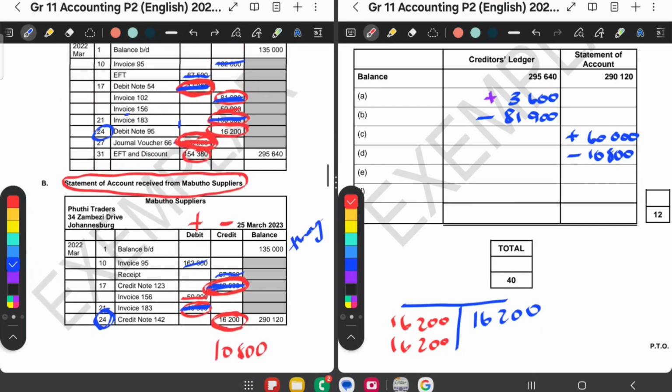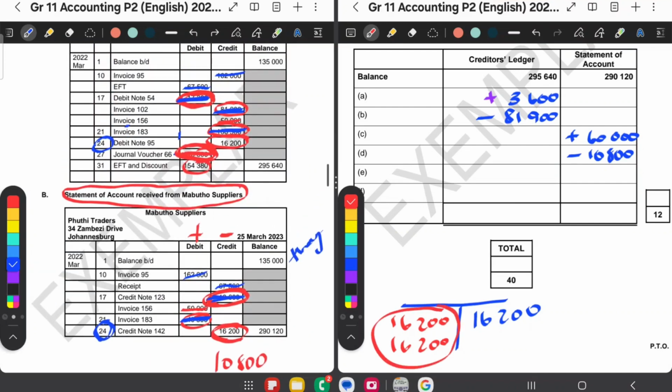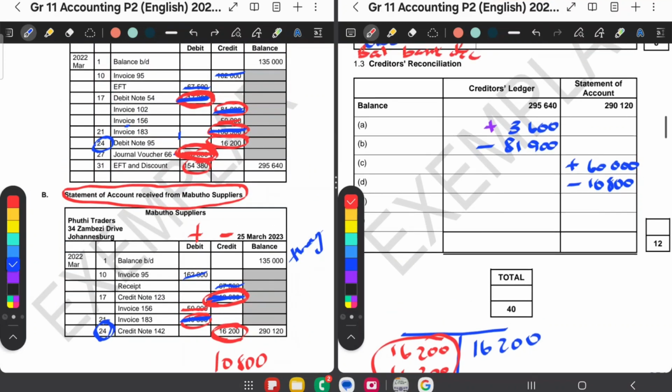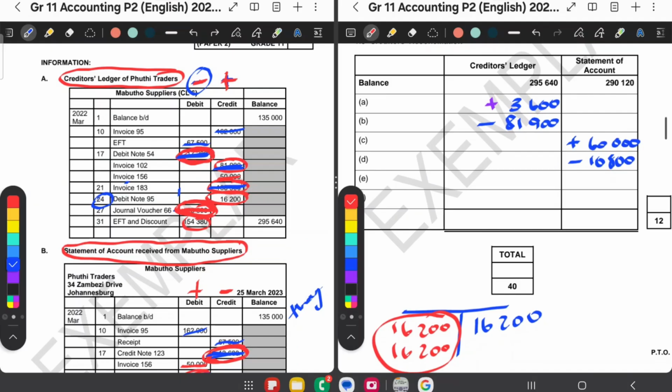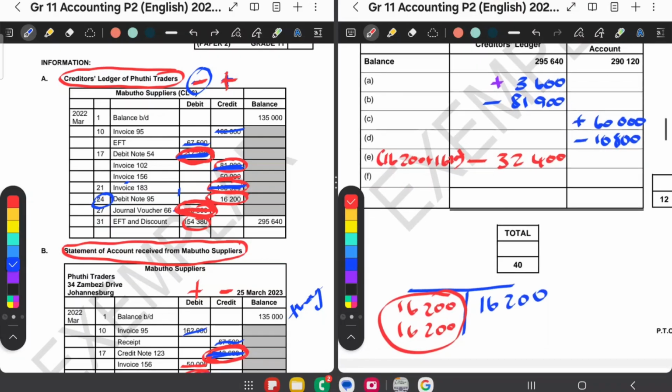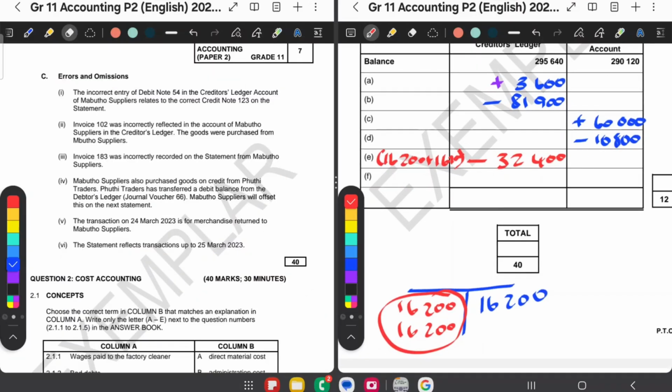So I do two things if something is on the wrong side. So it's going to be double this. And we made the mistake. So if this is a plus and now both must go to the minus side, I'm going to minus both amounts. So I'm going to minus 32,400. And I'm going to show here in brackets how I got that. I said 16,200 plus 16,200. That's how I got that double amount over there. So let's cancel. Done.